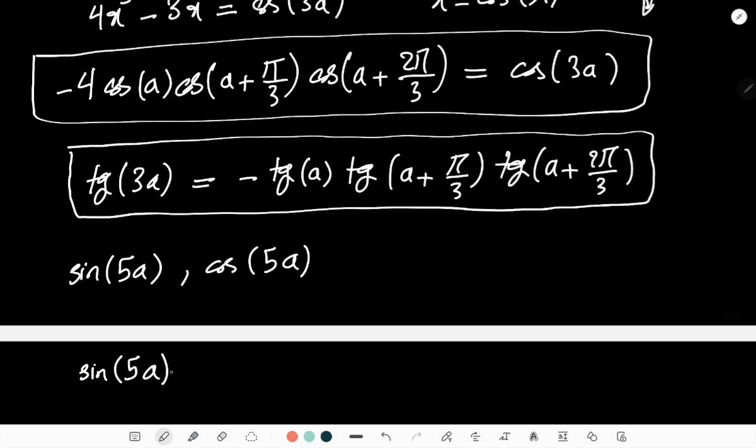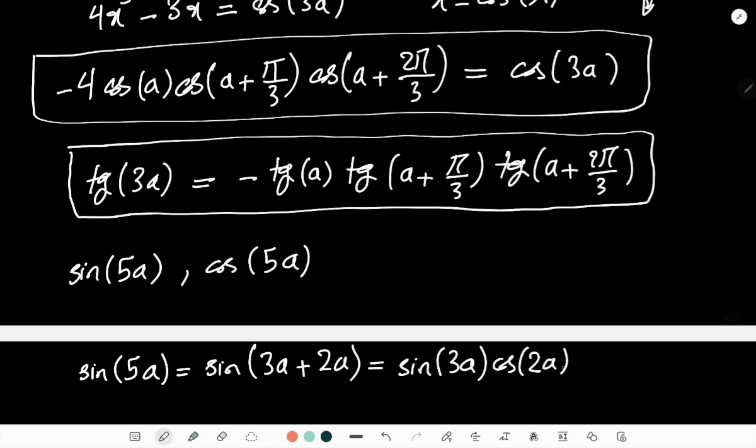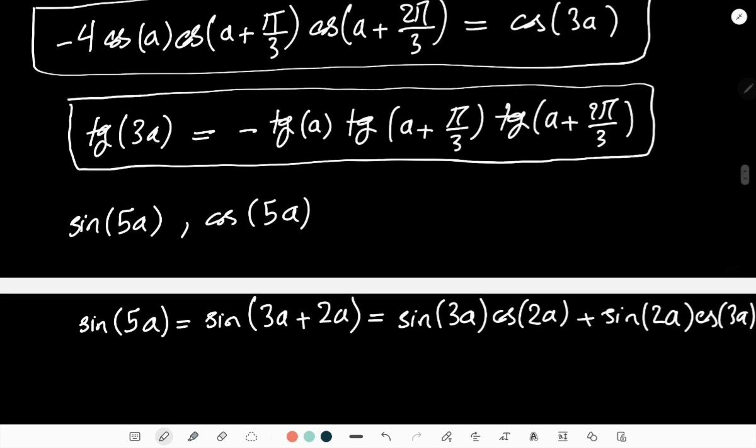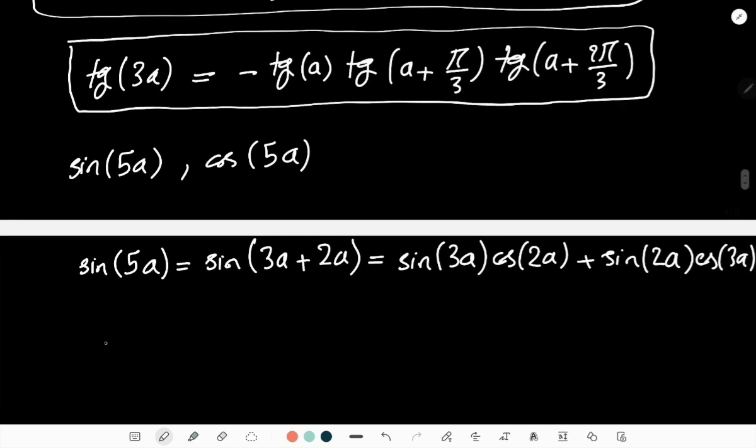5a as the following. Sine of basically 3a plus 2a, and then you just expand it. This is sine of 3a cosine of 2a. You have formula for these guys, plus sine of 2a times cosine of 3a. You can also do the same for cosine of 5a. And the formula you get for these two guys, I will let you calculate these two yourself, because there is no point for me to prove that.